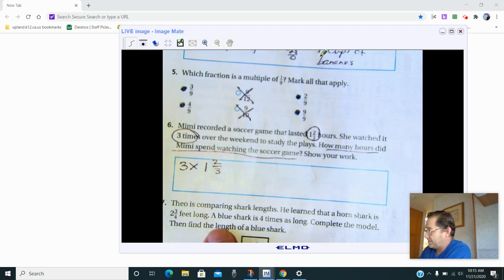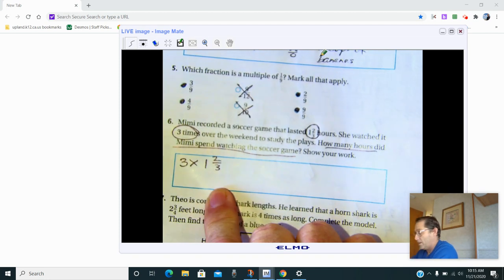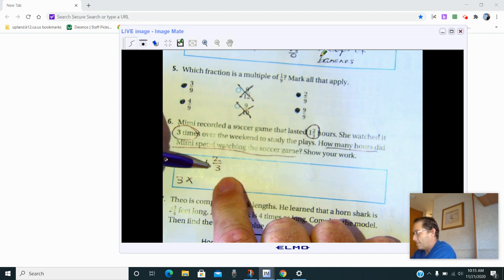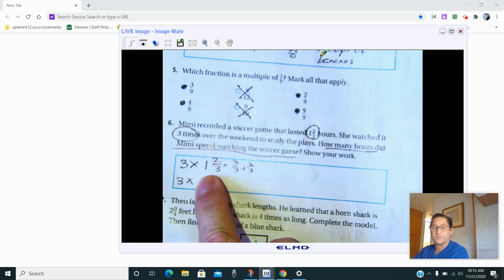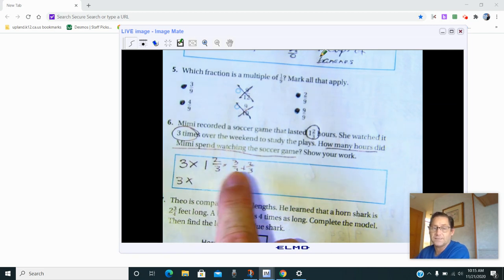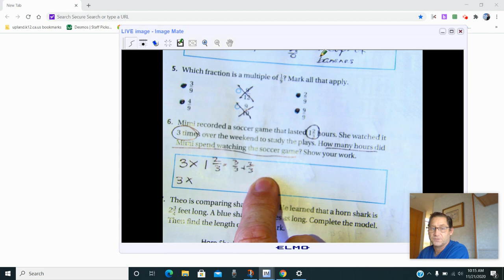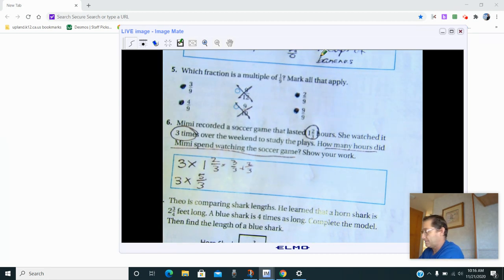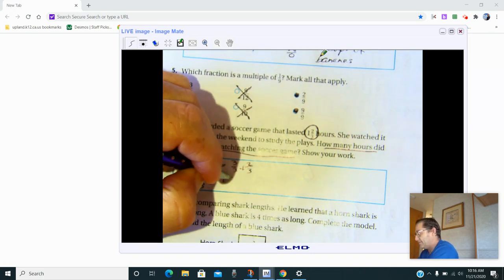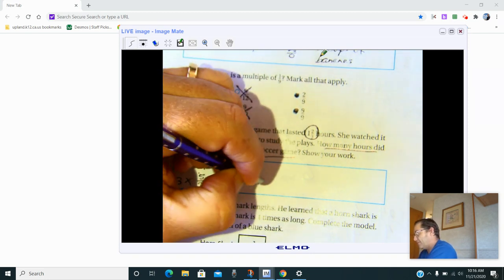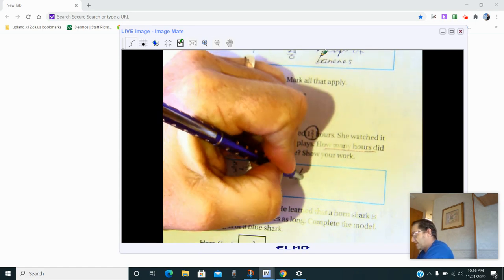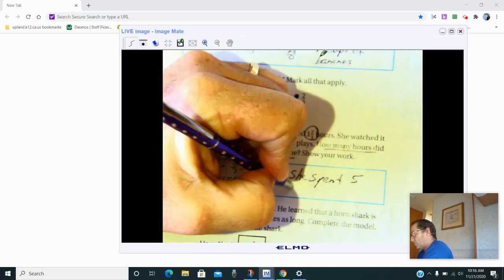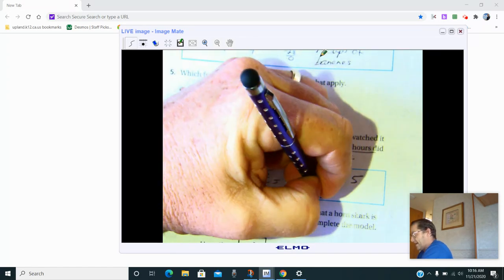So the first thing I want to do is change the mixed number into a fraction greater than 1. So 1 2/3 is the same as saying 3/3. 3/3 equals 1, so I'm just renaming the 1 as 3/3, and I'm going to add the leftover 2/3. So 1 2/3 is the same as 5/3. 3 times 5 is 15/3. 15 divided by 3, 5. So she spent 5 hours watching the game.